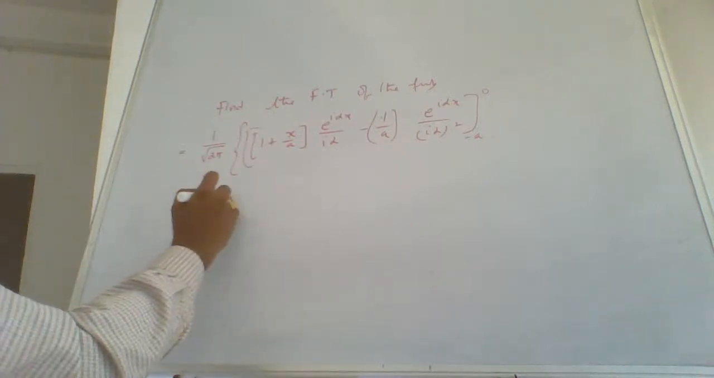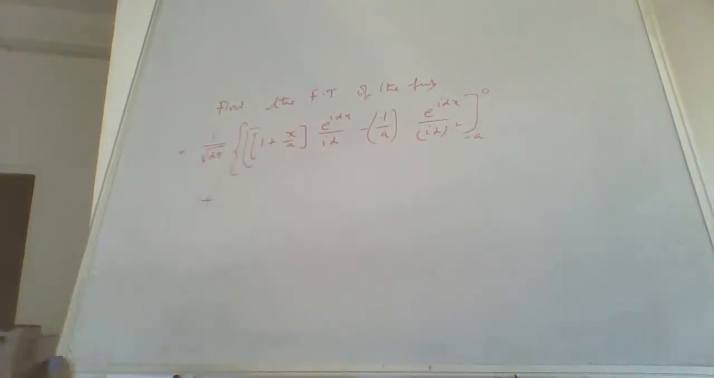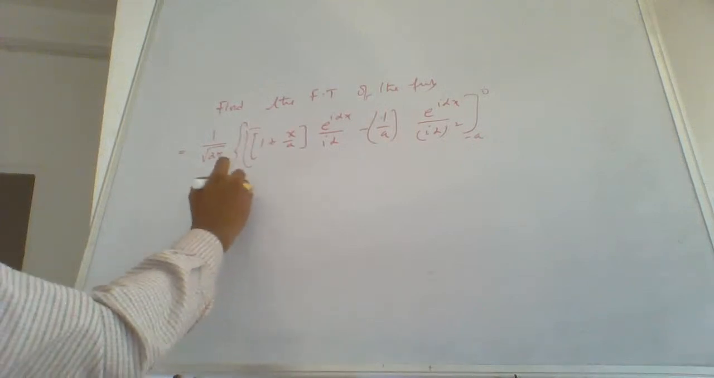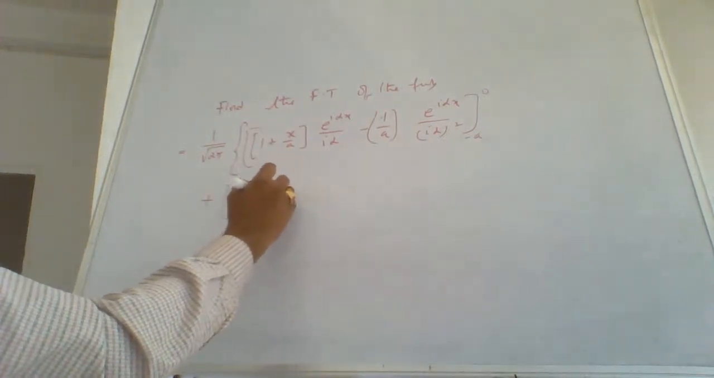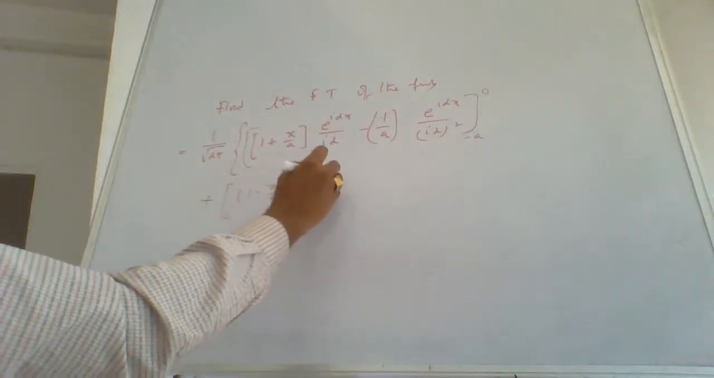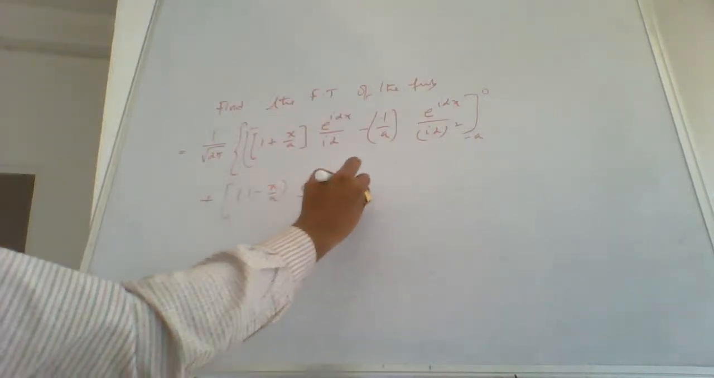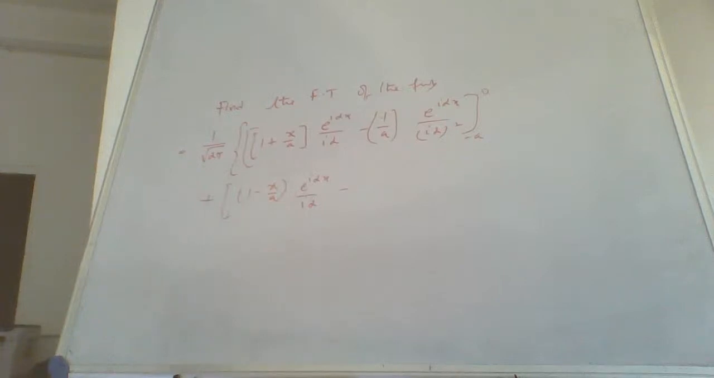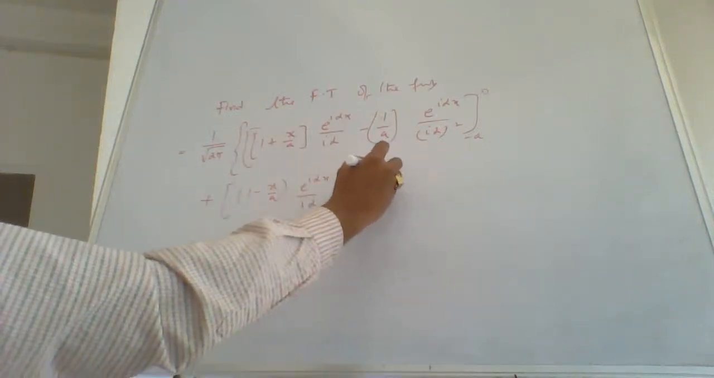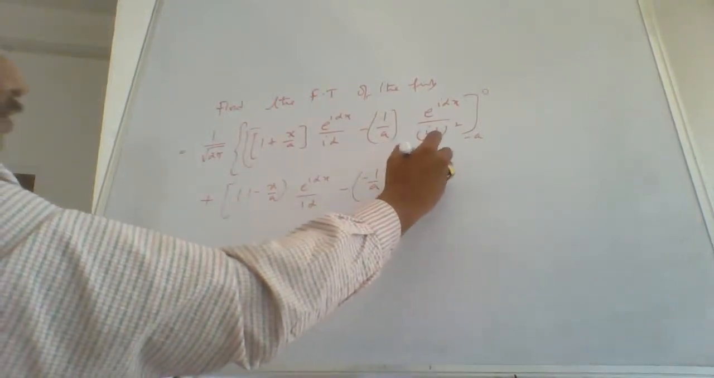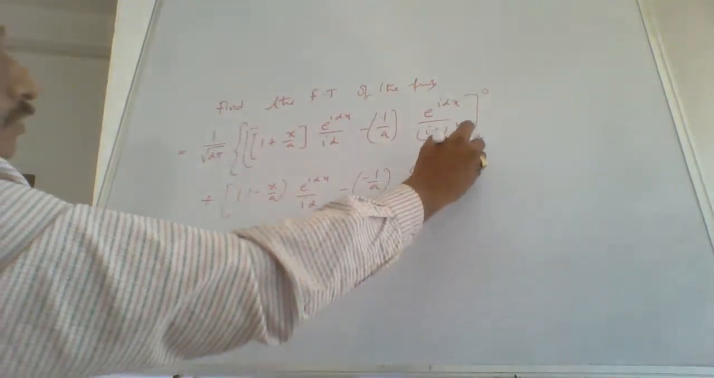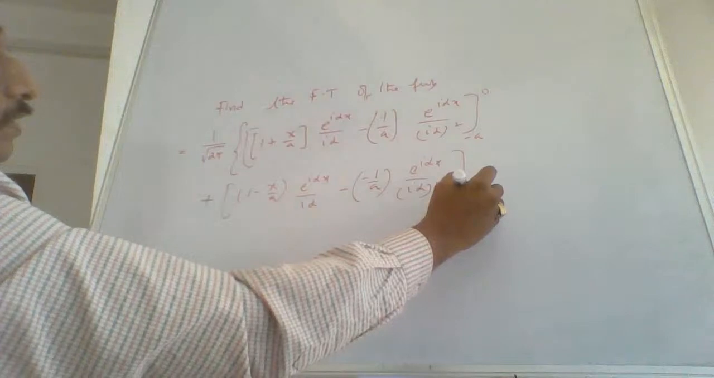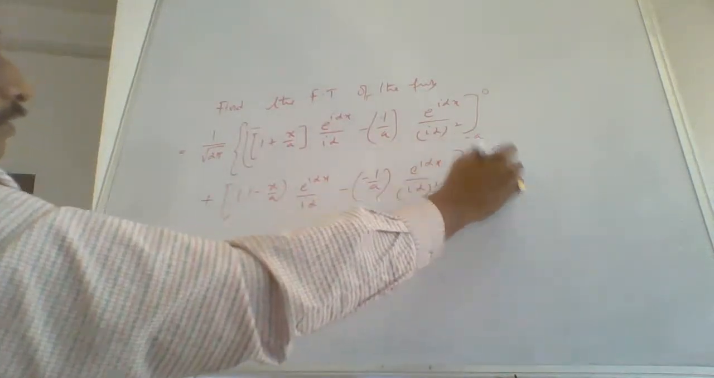Okay, then we have 1 minus x minus a. Let us find that. So that is 1 minus x minus a, e to the power of i alpha x by i alpha. This is minus, this is again minus 1 by a. This is e to the power of i alpha x by i alpha whole square. So this is 0 to a. Close the curly bracket.